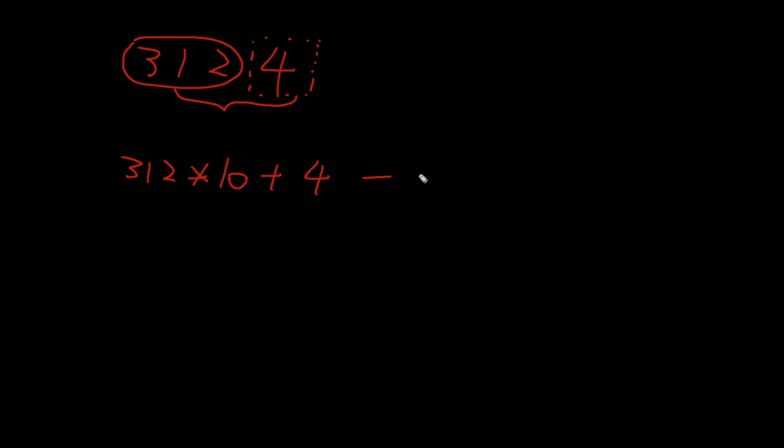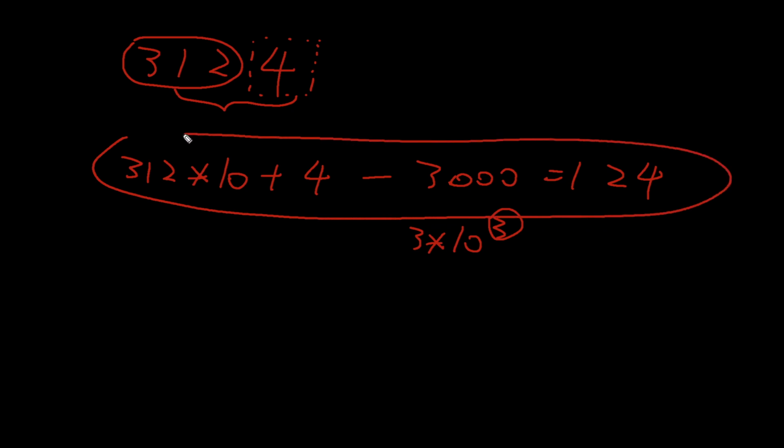And then we subtract 3000, and that's how we get 124. This 3000 is basically 3 times 10 to the power of 3, which is the size of the subarray. So basically, this is the rolling hash formula.